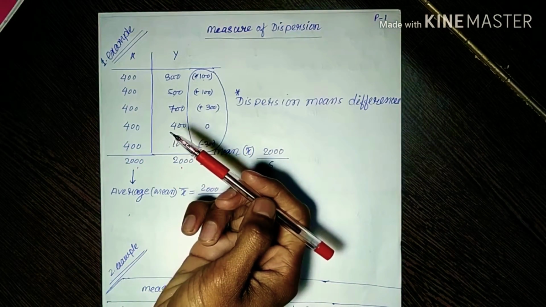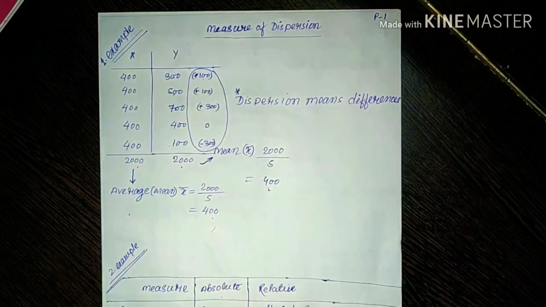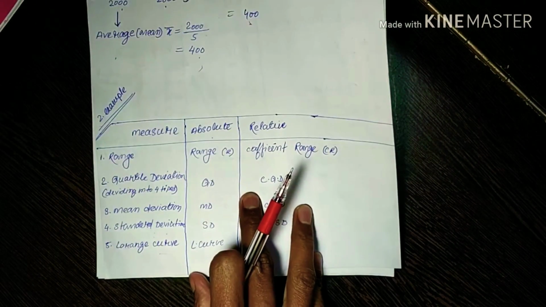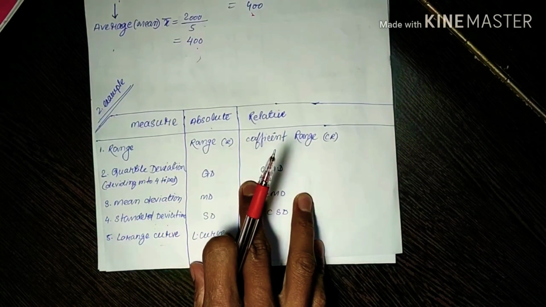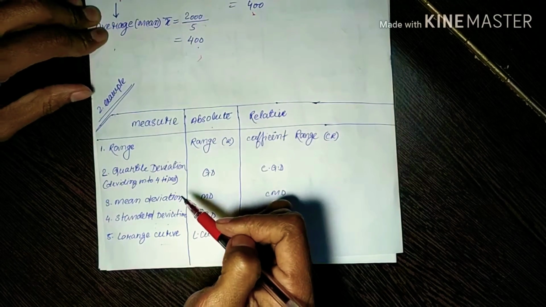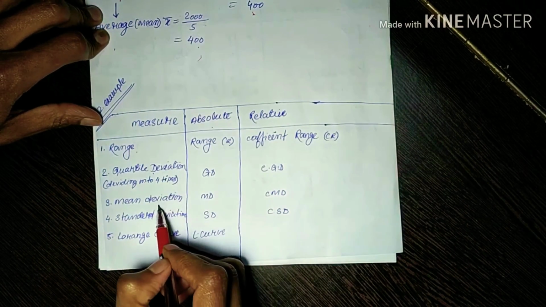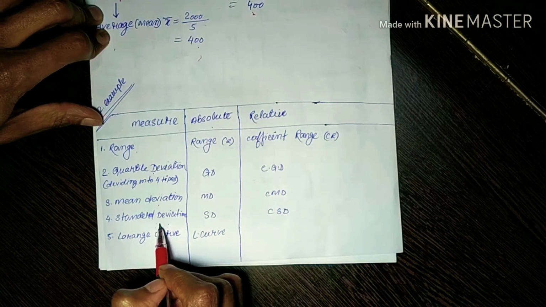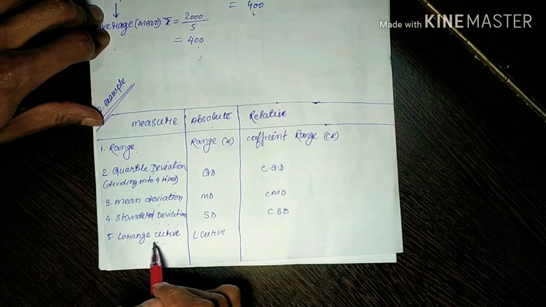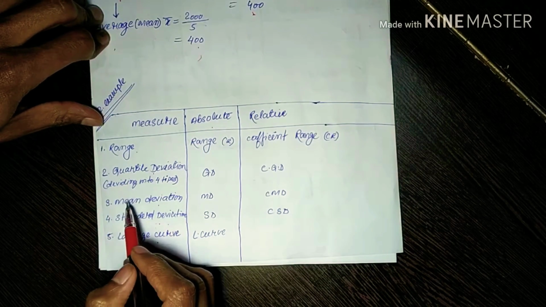Now I will show you how to calculate measures of dispersion. You see, in case of measures of dispersion, we need to find range, quartile deviation, mean deviation, standard deviation, and Lorenz curve. Lorenz curve is not important, but the first four are most important.